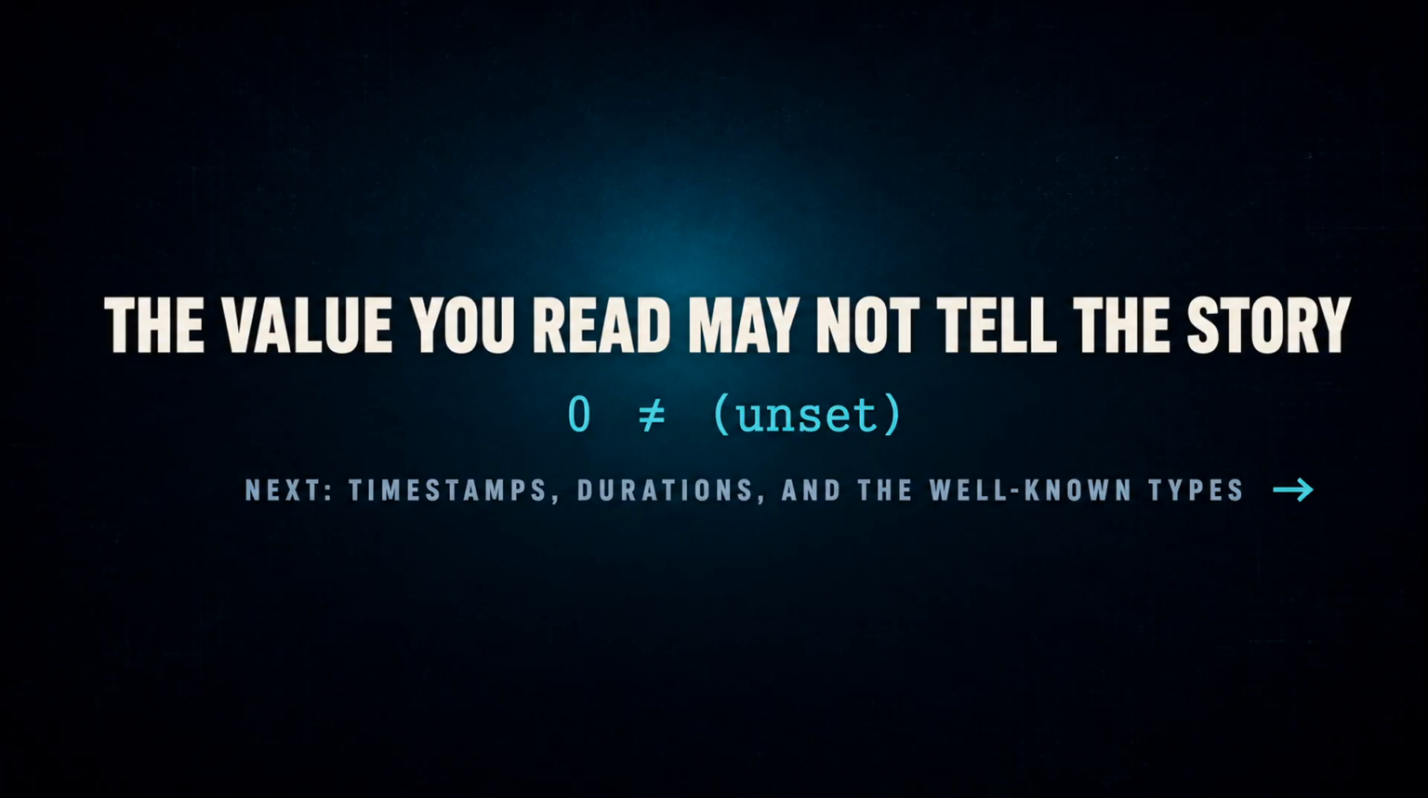The 0 value trap is simple. The value you read from a Proto 3 message may not tell you whether the sender set anything at all. Next, we look at timestamps, durations, and the well-known types Protobuf gives you, so common data shapes do not have to be reinvented.